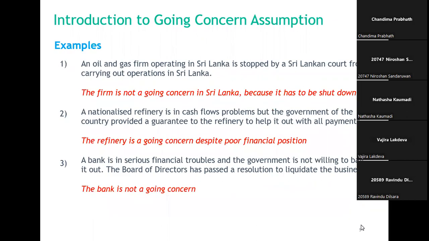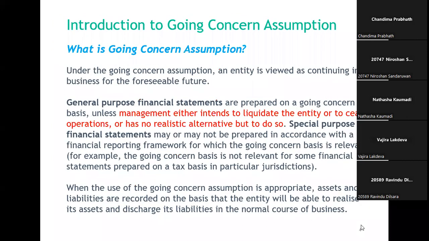Now, some examples. Let's say an oil and gas firm operating in Sri Lanka is stopped by a Sri Lankan court from carrying out operation in Sri Lanka, which means their license has been revoked or suspended by the court order. General purpose financial statements are prepared on a going concern basis unless management either intends to liquidate the entity or cease the operation or has no realistic alternative but to do so. What do you mean by but to do so? They have no other choice other than liquidating the entity.